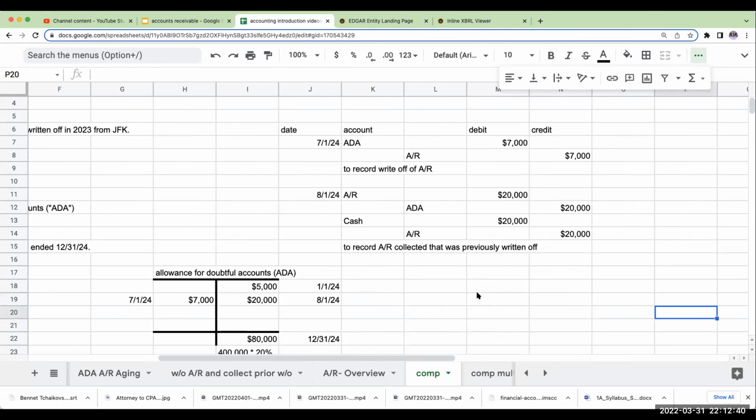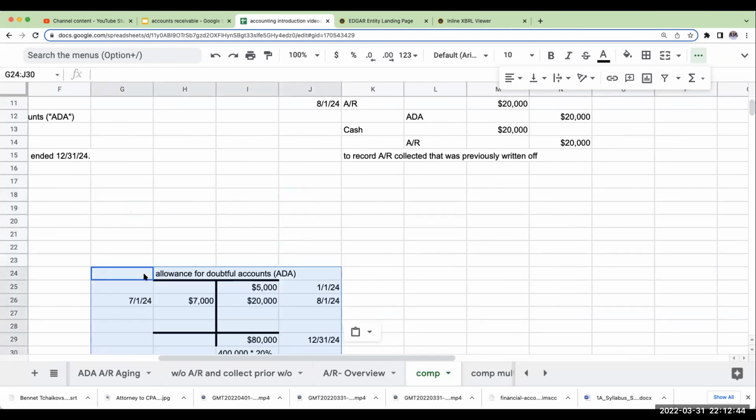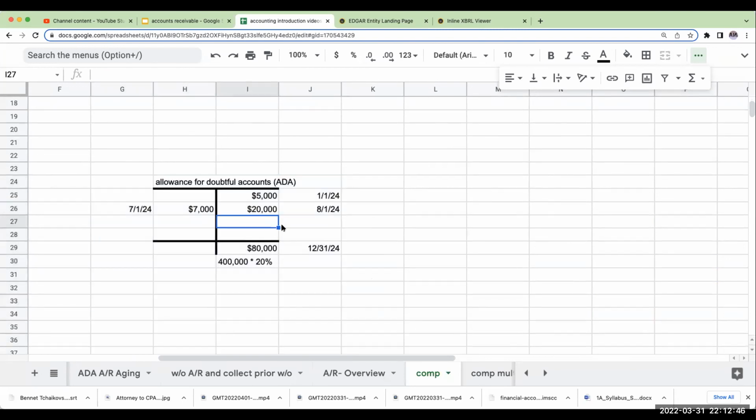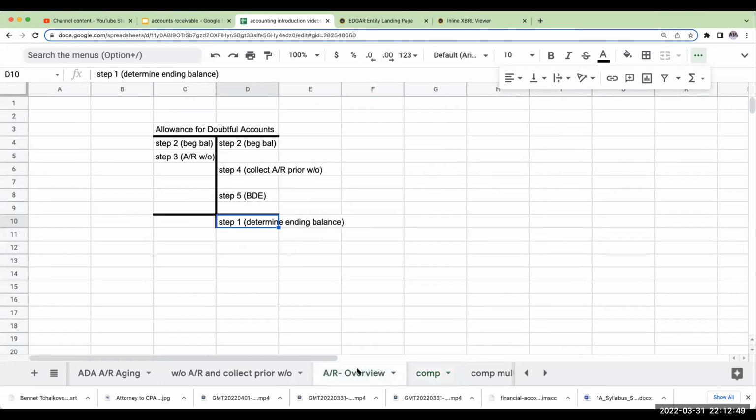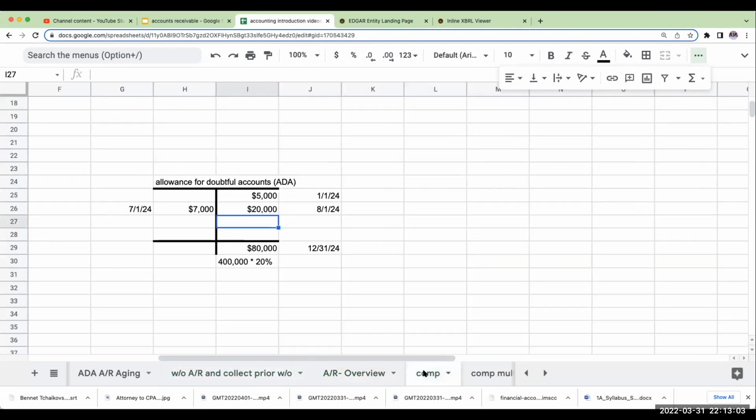Now, the very last step that we're going to take when we do these problems is our very final step, right? We've done beginning balance. We've done our step 2, which was recorded. Sorry, we do our ending balance first. What's our beginning balance? We wrote off an AR. We collected an AR previously written off. Our last step is going to be to record bad debt expense.